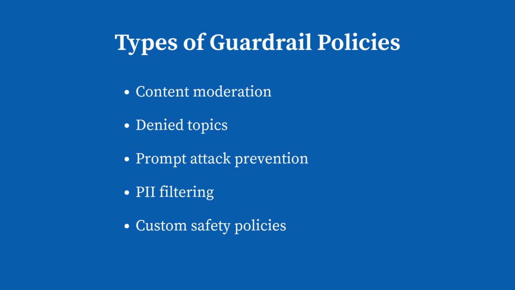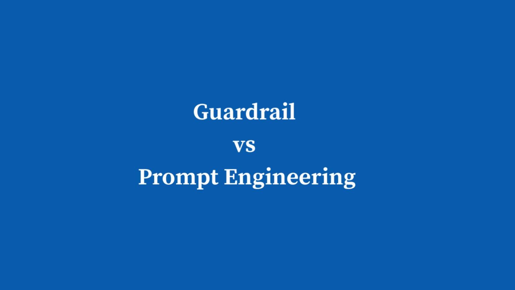Guardrails act as a safety layer before and after the model invocation, ensuring compliance at every step. There are different types of guardrail policies: content moderation, denied topics, prompt attack prevention, personally identifiable information filter, and custom policies. These are a few of the policies present in AWS Bedrock Guardrails. Prompt engineering guides the model. Guardrails enforce the rules. Both should be used together for a production-grade AI system.